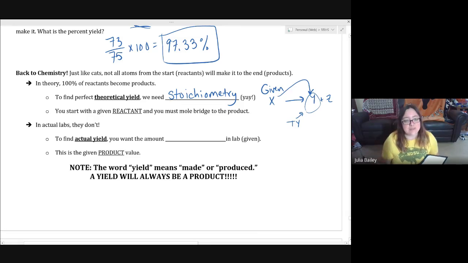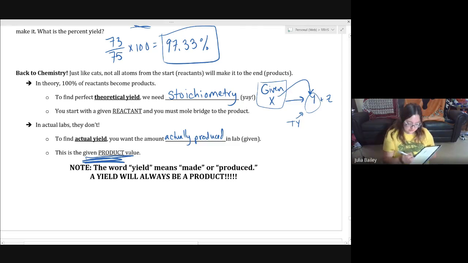In an actual lab, not everything's going to 100% become a product. So to find the actual yield, you want the amount that was actually produced in the lab. They will have to give that to you. It will be a given product, okay? So they will give you some reactant. You have to follow a mole bridge to turn it into a product. And then they will also give you some product, and that given product is your actual yield.